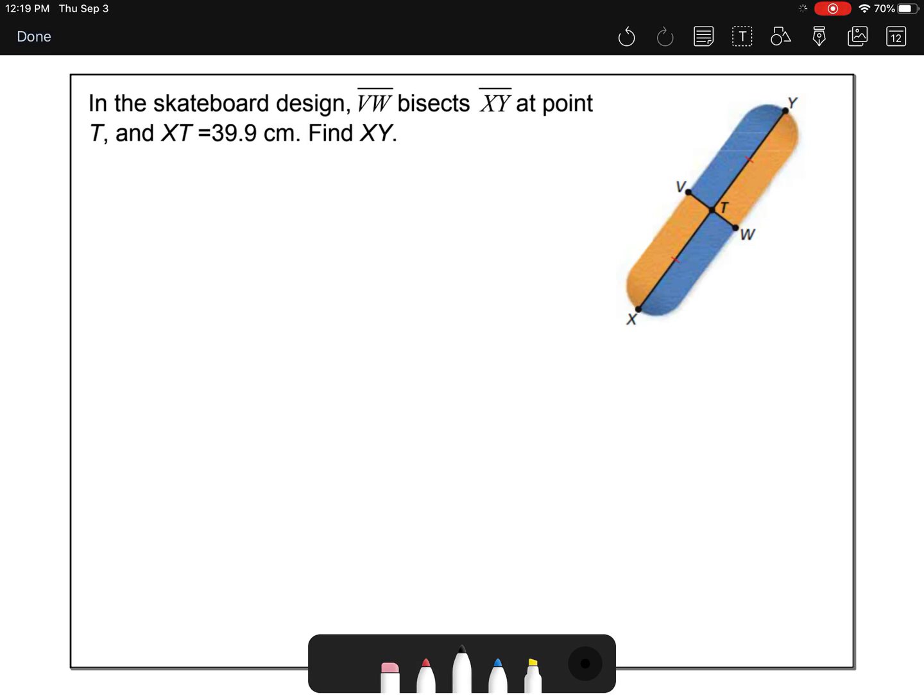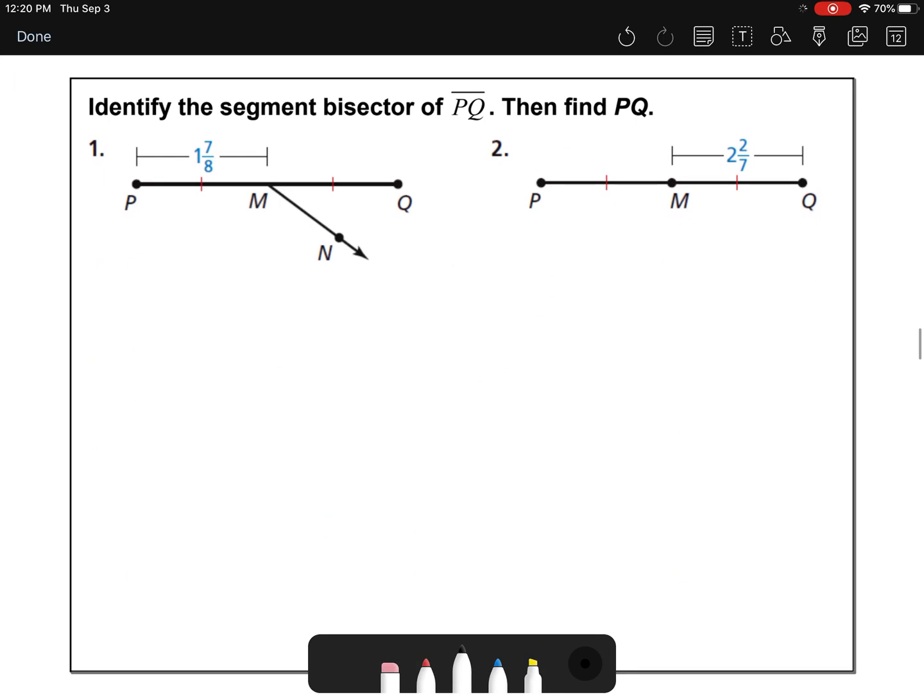So here's an example of that. We have a segment XY and a segment VW that intersect at point T. We know that XT is 39.9 centimeters. We also see that these two red marks mean XT and TY are equal. Therefore, what is TY? Well, it would also be 39.9. So if we want to find XY, we would double 39.9. So that would be 79.8 centimeters would be the distance of XY, or the length of XY.